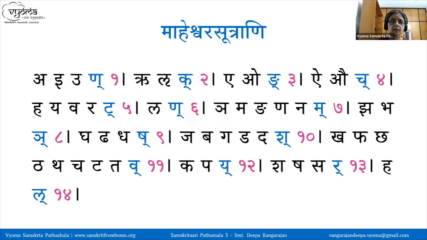As usual, we will start with the Maheshwara Sutrani. Anybody wants to say the Maheshwara Sutras? Priyadarshini Bhagini. Namaste, Bhagini. Ram Ram. Namaste. You want to look at this and say, or you want to just recite it from memory?